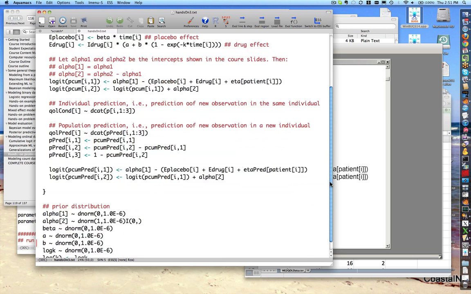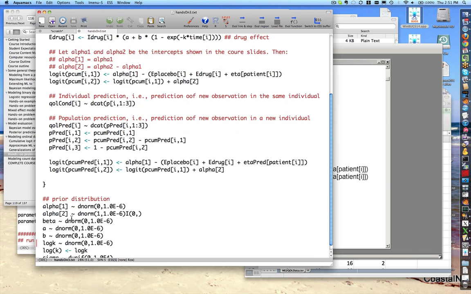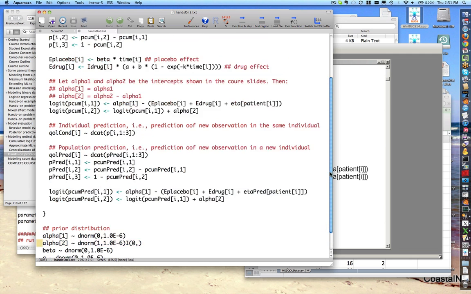Similarly, you'll see when it does the priors over here, I centered it at 1 instead of 0, but whatever, the alpha 2 here is actually the difference between the intercepts. So that's the one difference.